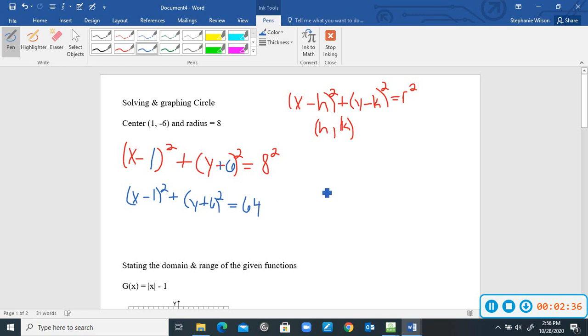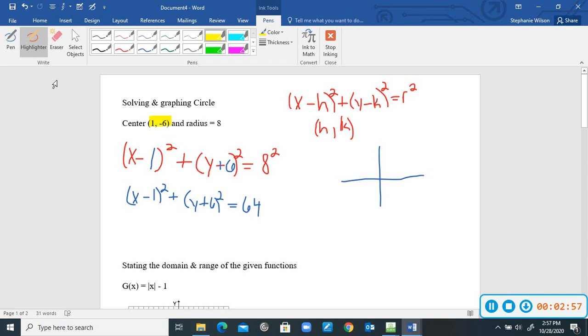Now, I want to go back to explaining about the radius a little bit by actually graphing it for you to give you an idea. I'd have to use a really big graph in order to get these points on here, but I'm going to do the best I can. My center of this circle is 1, negative 6.